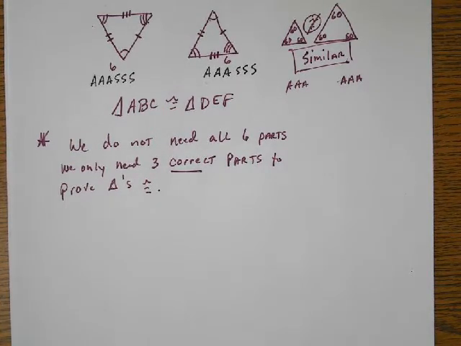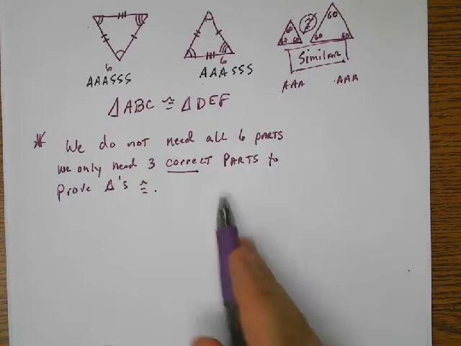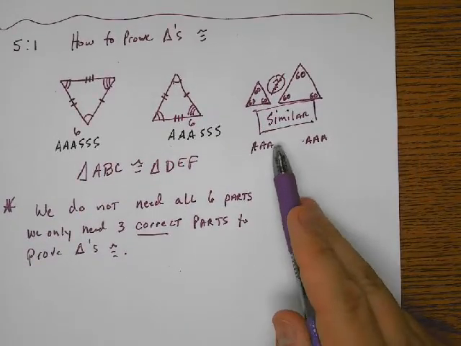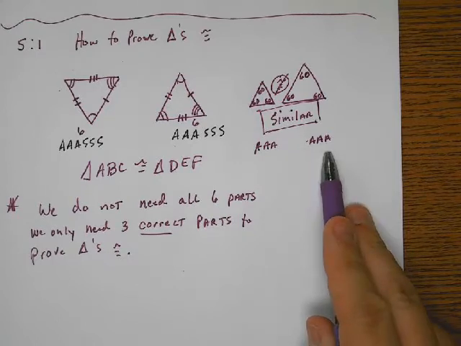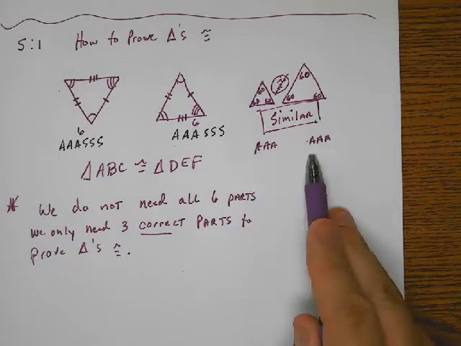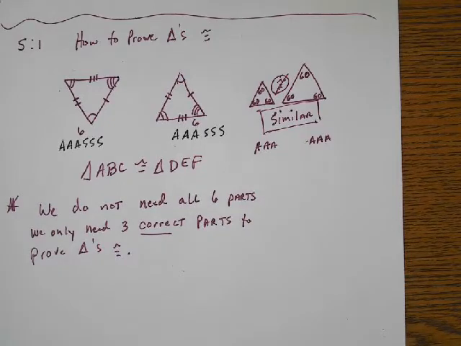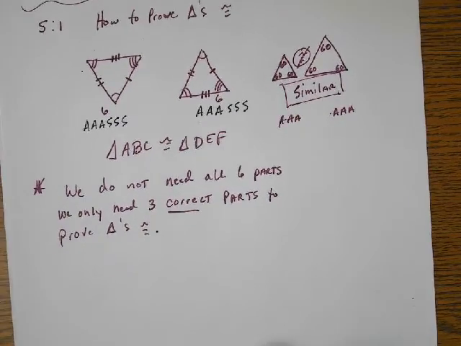Okay, so, all right, the correct parts. Now, this is important. Why did I underline that? Because, as Jimmy pointed out earlier, here are 3 parts congruent to 3 parts. But are those triangles congruent? No, no, no, no, no. So it can't just be any random 3 parts. That makes sense? It's got to be the correct 3 parts. And now we're going to discuss the correct 3 parts.